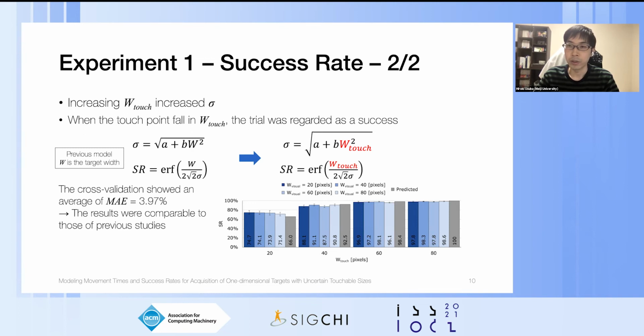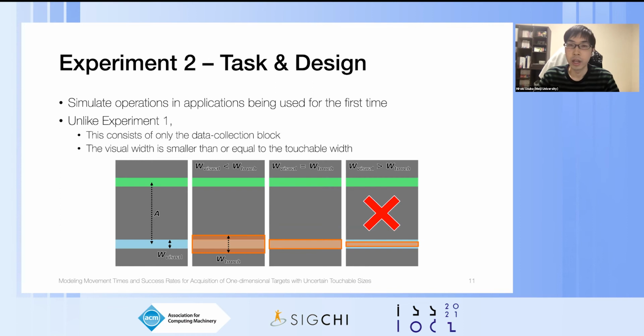The cross-validation showed a low average MAE. The results were comparable to those of the previous studies. Next, experiment 2 simulated operations in applications being used for the first time. So, unlike experiment 1, this experiment consists only of the data collection block. Plus, the visual width is smaller than or equal to the touchable width.